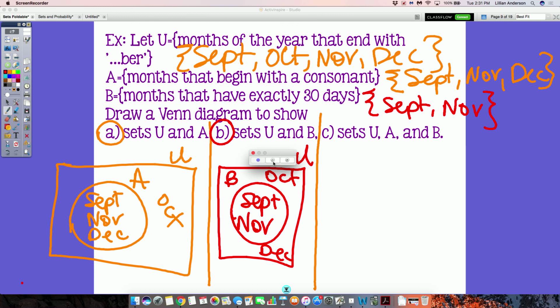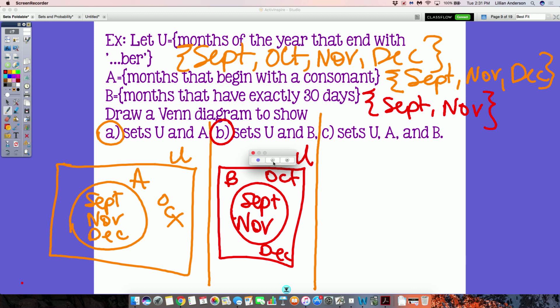Now, if you noticed, I put what each set was. I have the universal set up there in orange with all 4 months that are represented in our universal set. In A, we have those months that begin with a consonant. And in B, we have the months that have exactly 30 days. Do you notice anything? We already did the work.